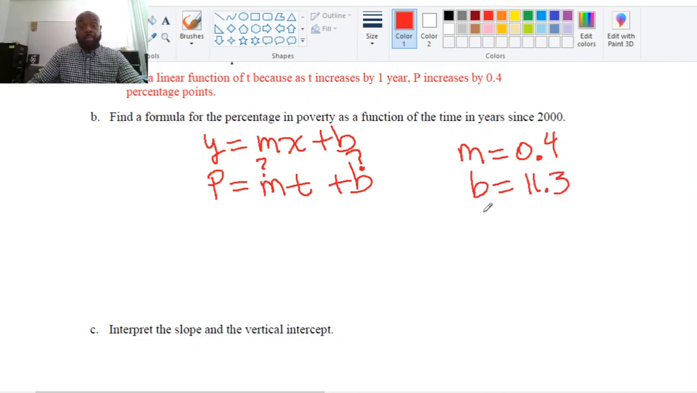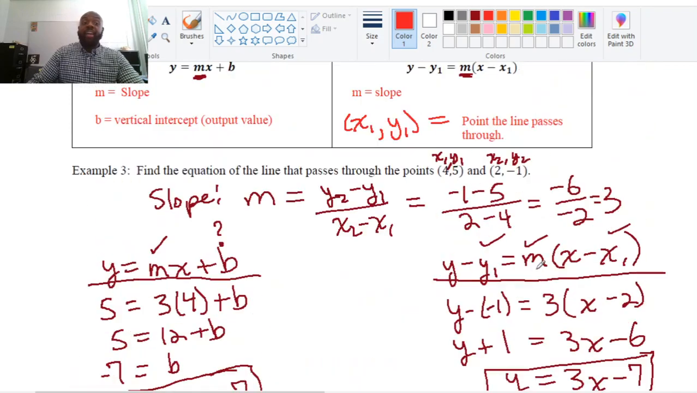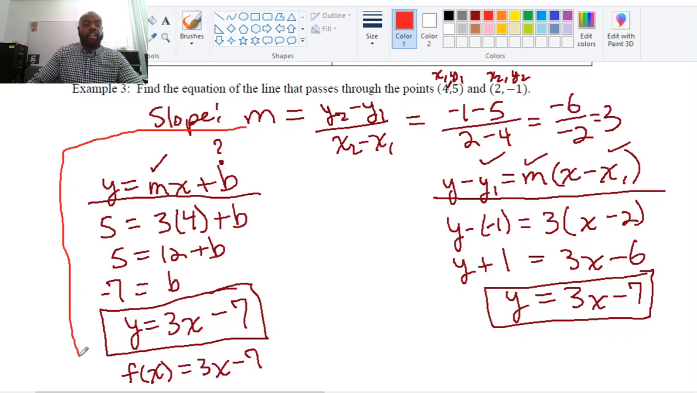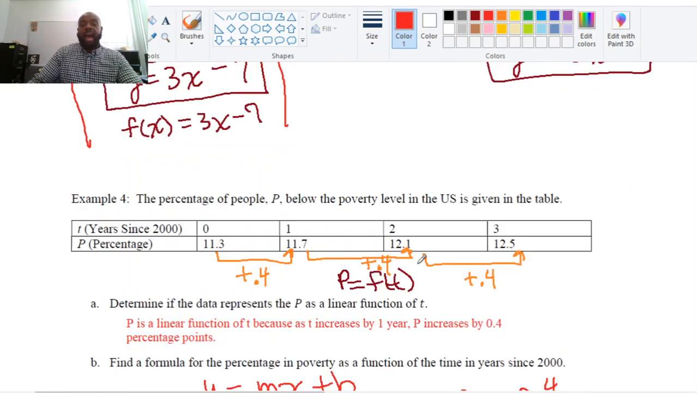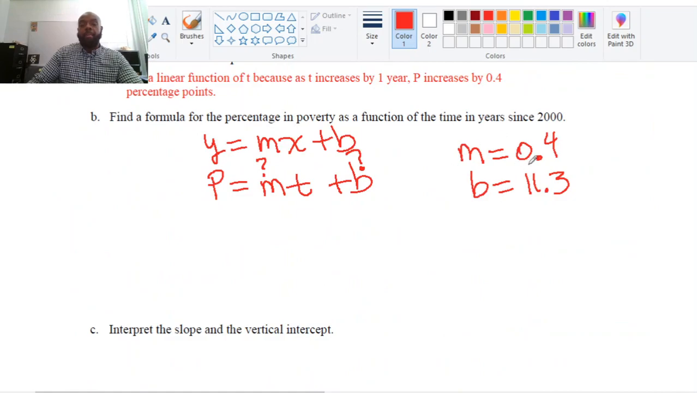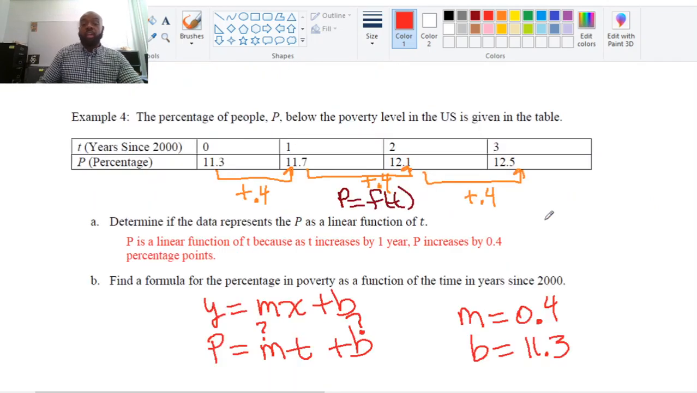Now, notice I have my m and my b here. I didn't have to do all of this stuff that I did here, right? Because I was able to reason through what my m and my b are. Now, what you could have done is, okay, you have an input and an output. You could use the point 0, 11.3, and you can use the point 1, 11.7. Just pick 2 points, and you can basically do this example exactly the same as the last example here.